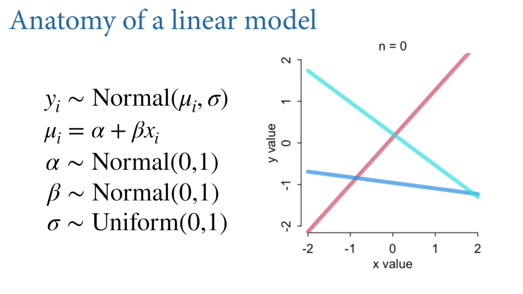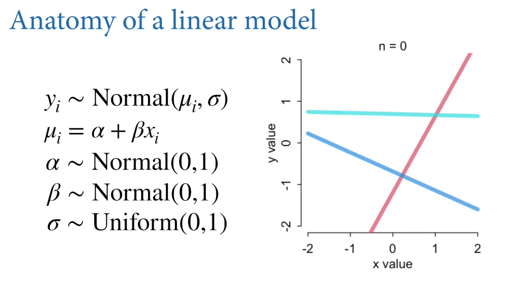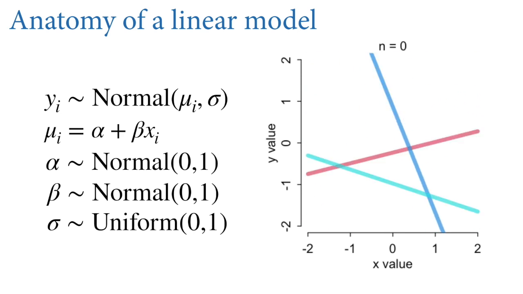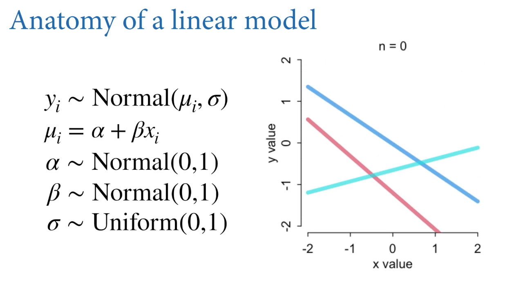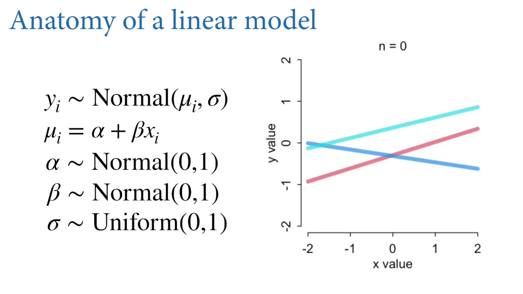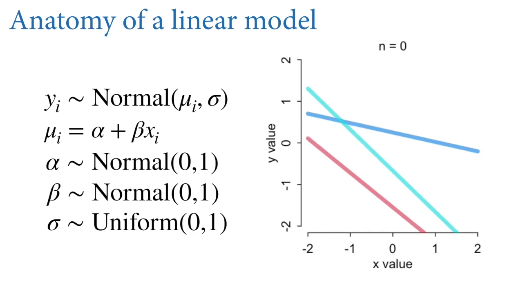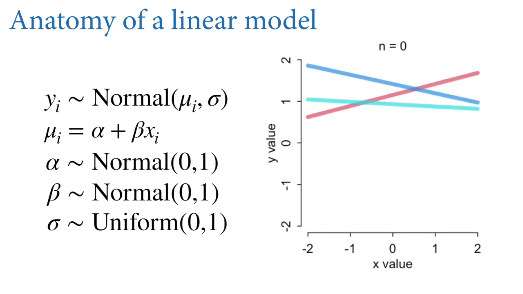But now I've added priors for alpha, beta, and sigma, and I've just made some arbitrary priors here: alpha and beta both Normal(0,1) and sigma Uniform(0,1). Sigma's uniform because it's got to be positive. It's a standard deviation, and there's no such thing as a negative standard deviation.